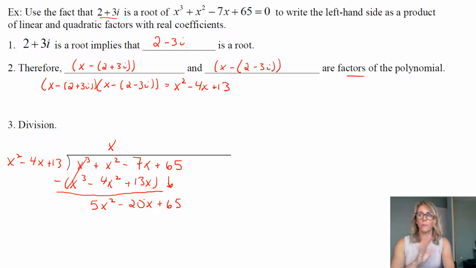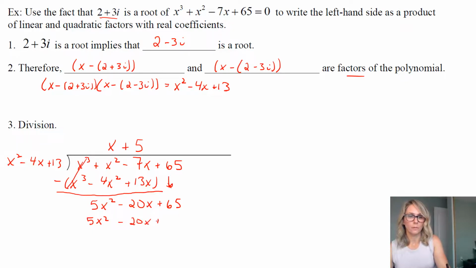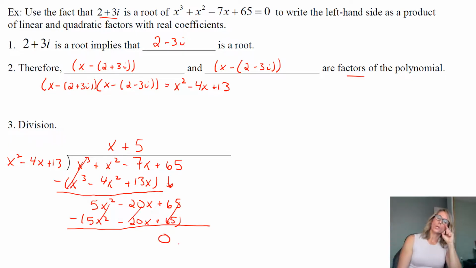Now again, the remainder should be 0 if we're doing this right. So now we think, what times x squared would give me 5x squared. That's a positive 5. And we've got 5x squared multiplying the 5 by the x squared, the 5 times the minus 4x, and the 5 times the 13. So not surprisingly, look at this. And we see that we are taking something and we're subtracting the same thing every time. Boom, 0. So what we have found is that our last factor that is missing, linear factor, is x plus 5.